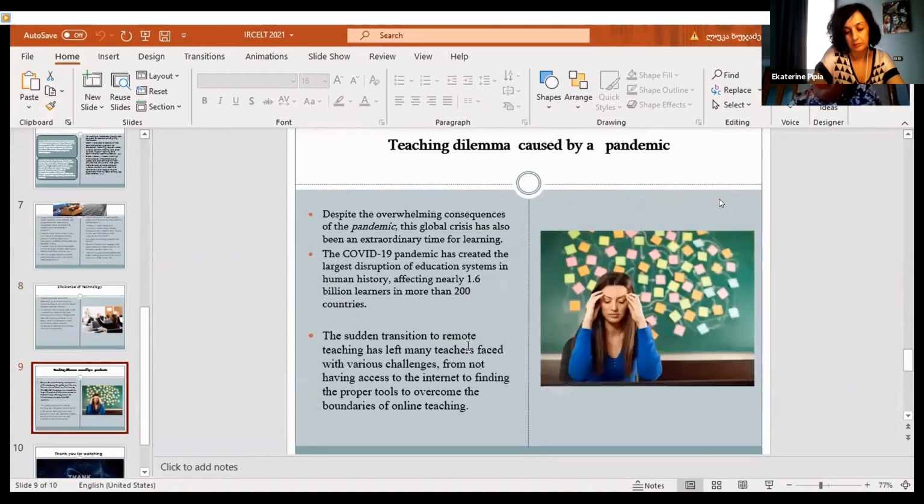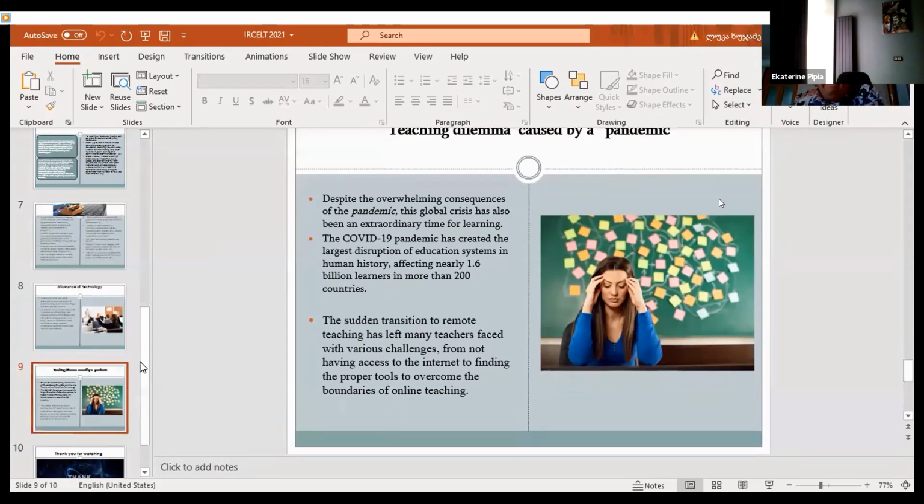And what about the dilemma caused by the pandemic? Despite the overwhelming consequences of the pandemic, this global crisis has also been an extraordinary time for learning. The COVID-19 pandemic has created the largest disruption of education systems in human history, affecting nearly 1.6 billion learners in more than 200 countries. The sudden transition to remote teaching has left many teachers faced with various challenges, from not having access to the internet to finding the proper tools to overcome the boundaries of online teaching.